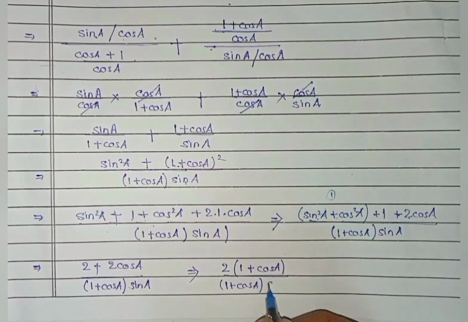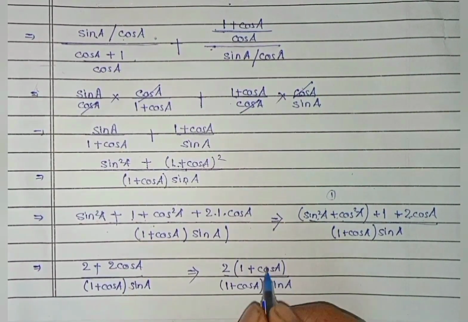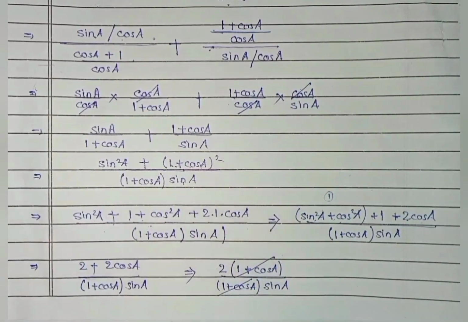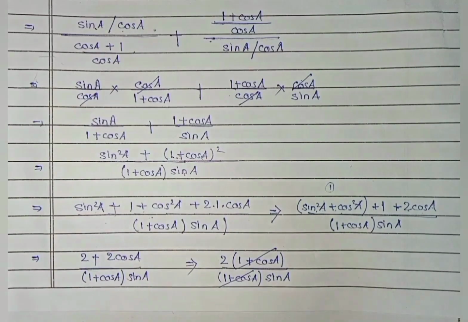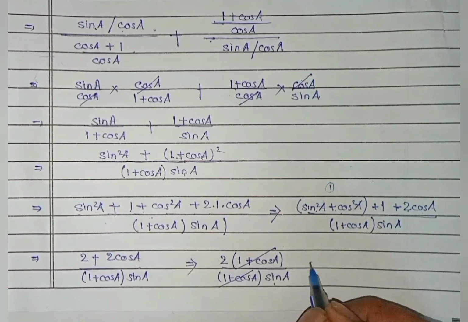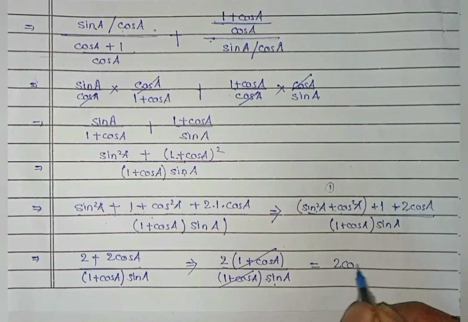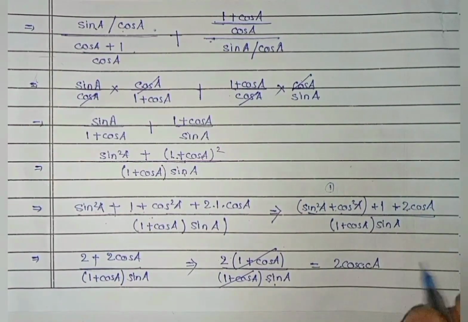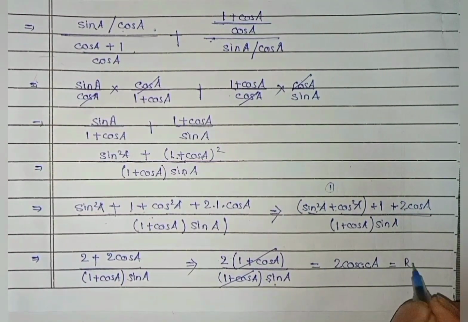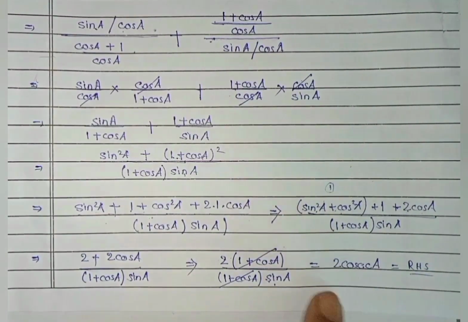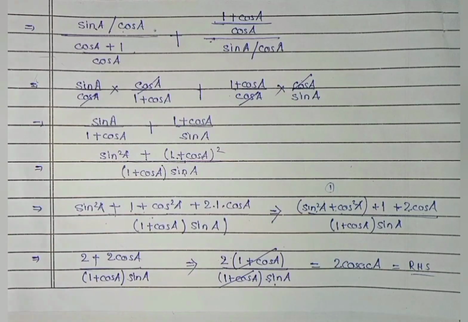Then in the denominator place, 1 plus cos a into sin a. The 1 plus cos will cancel out, so you are left with 2 upon sin. So when you transfer sign here, you will be getting cosec. So that is equal to the right hand side. On the right hand side, 2 cosec a was required. It's clear to you?